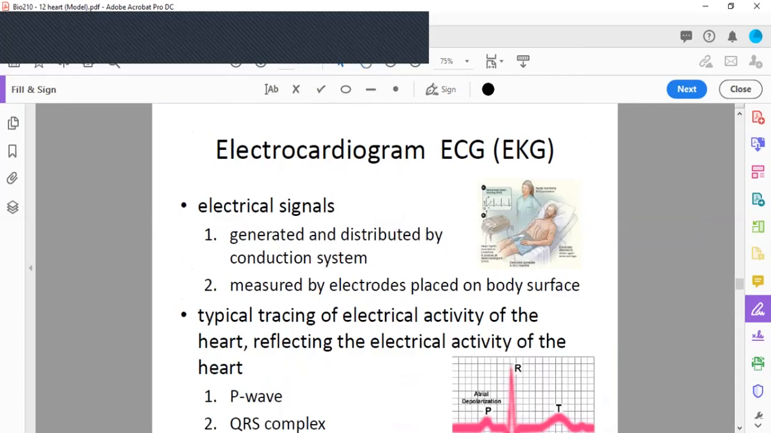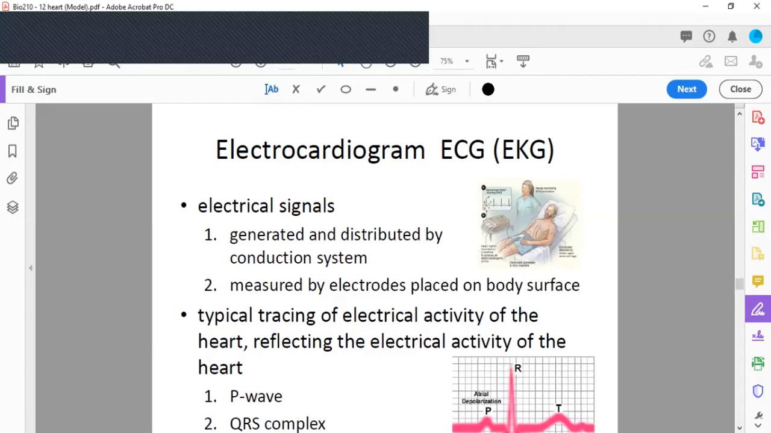Okay, let's move on to the electrocardiogram, which is abbreviated as ECG or EKG. So the EKG is a typical tracing of the electrical activity of the heart. It sounds very redundant, but what it means is that it's a tracing of the electrical activity of the heart, which reflects the electrical activity of the conduction system of the heart.